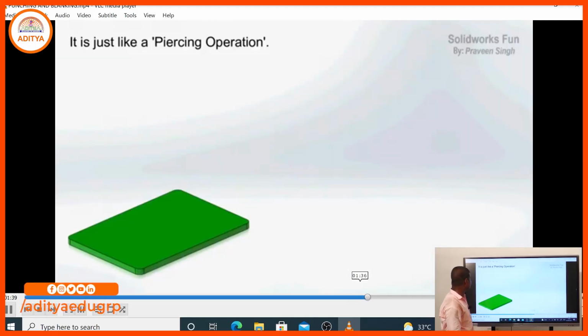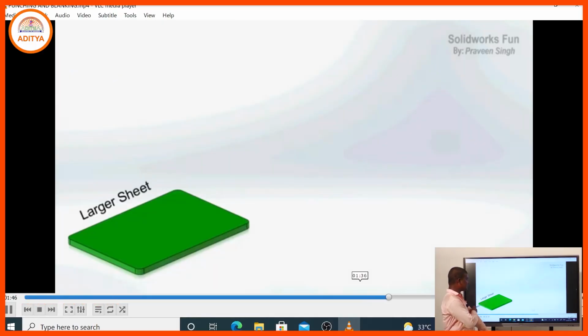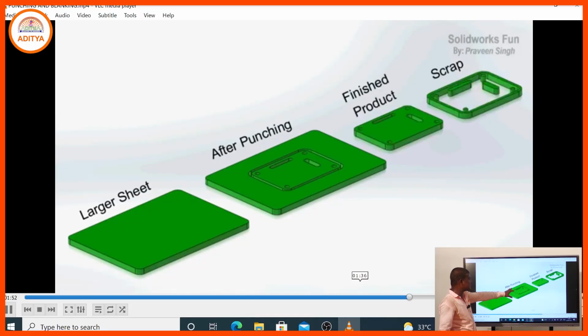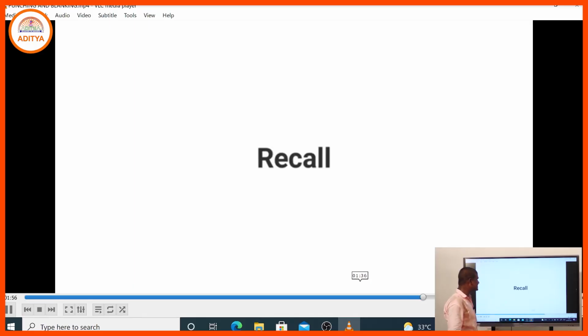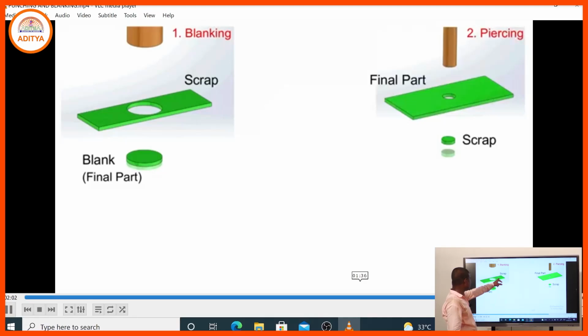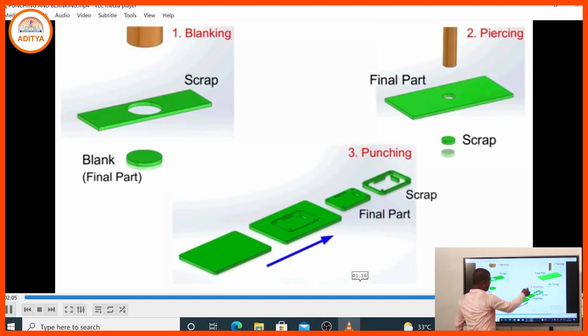Now we are coming to punching. Like the piercing operation, punching modifies an existing blank sheet. After punching the large sheet, that is the finished product, and that is the scrap. Existing things again give the final product. That is the blanking scrap, that is the blank part, meaning the punched part, and that is the final part.